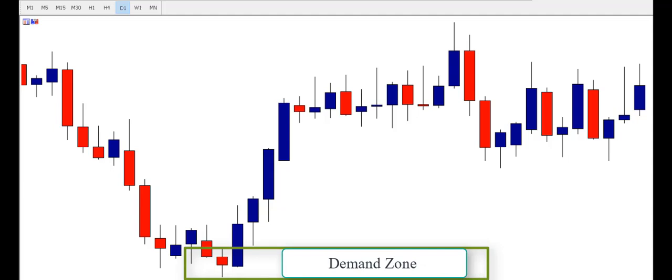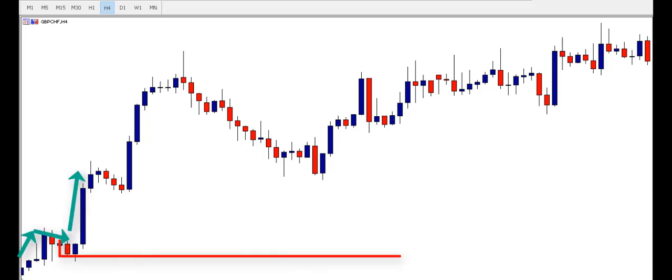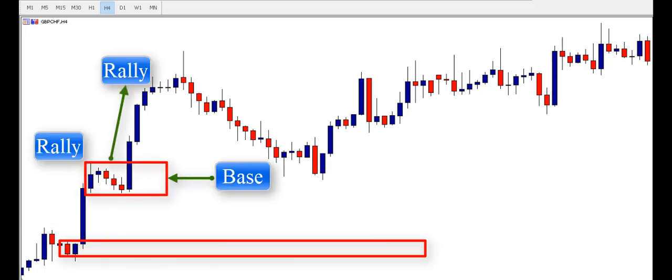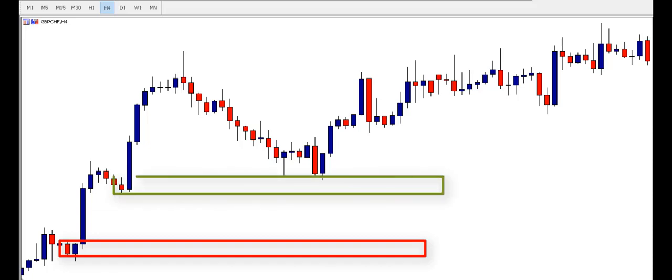Alright, look at another example. This is the Pound Swiss franc four-hour chart. As you can see, this is the first rally-base-rally demand zone, followed by a rally-base-rally demand zone. We will focus on the second demand zone here because it is fresh and it is the first zone that the market is going to test. So the basing candle here is this one. We draw the demand zone, and as you can see, when the market returned to test this zone, the market was strongly rejected, forming a nice pin bar candlestick pattern.